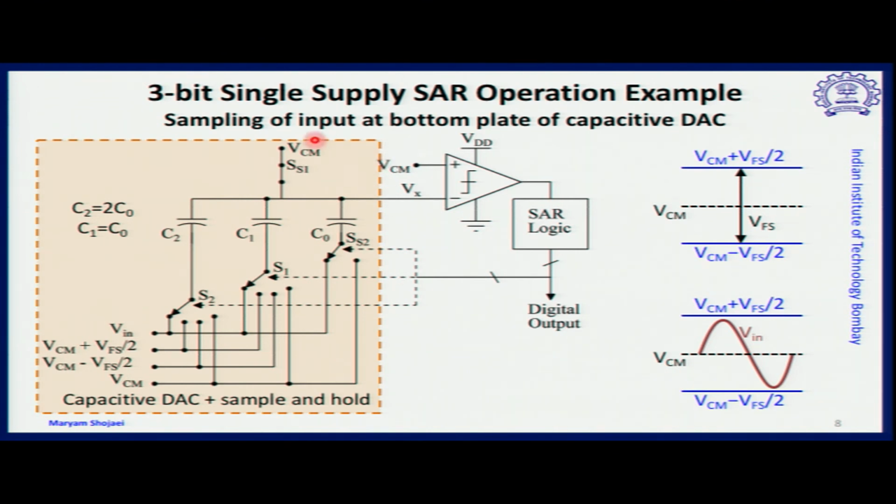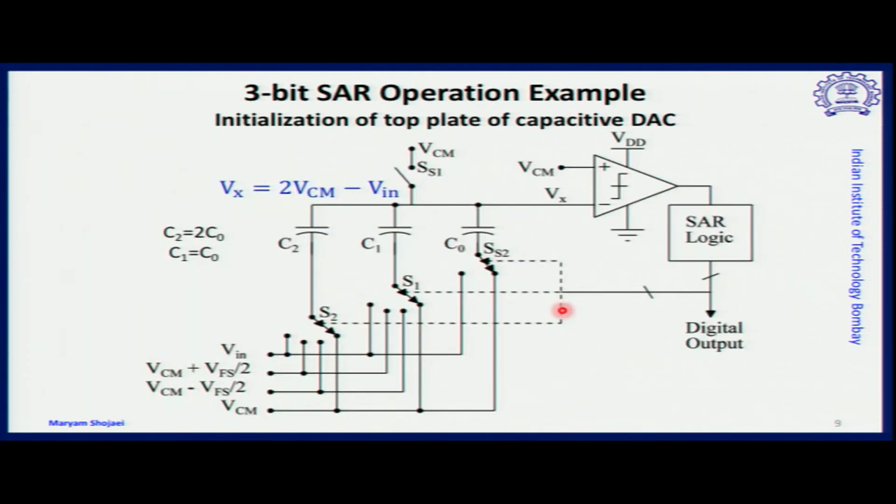First, we always sample the input at the bottom plate of the capacitive DAC, which happens by keeping the switches in the position shown in the figure. All of them connect the input voltage to the bottom plate. This is an example of a 3-bit ADC for simplicity of the operation. The top plate is initialized at the common mode level by closing switch SS1. This is the first step of the initialization. We move to the second step.